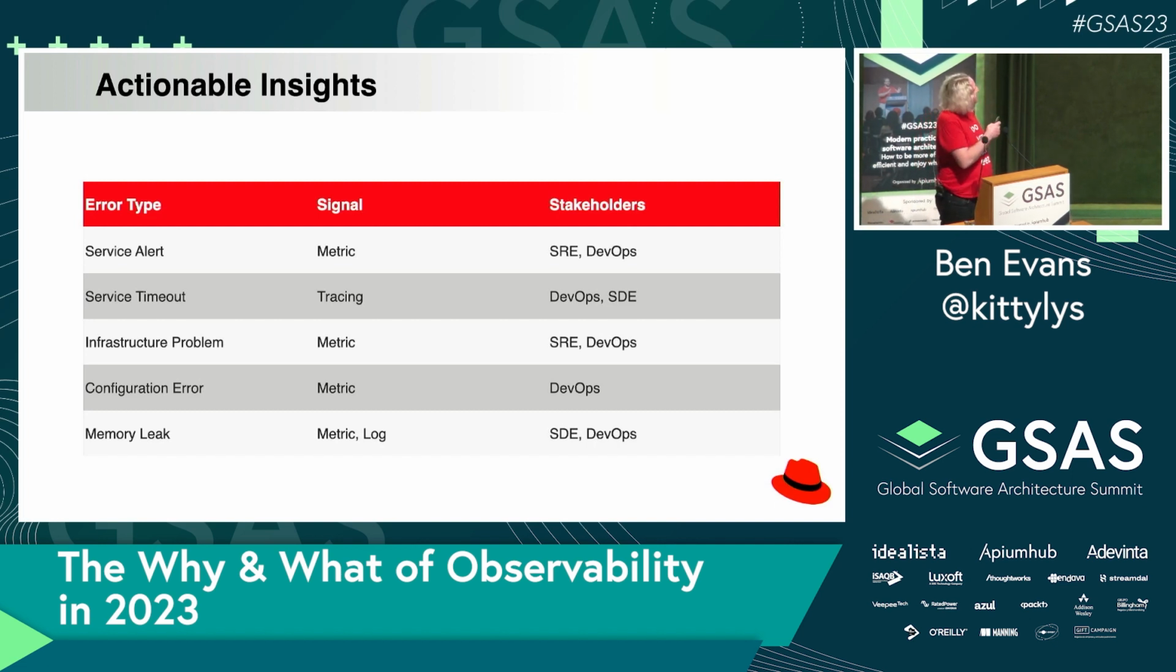And there's a kind of a standard signal for finding each of these. For a service alert, it's the metrics, because you hopefully have got a metric set to alert on a service. Timeout, it's tracing, and so on.